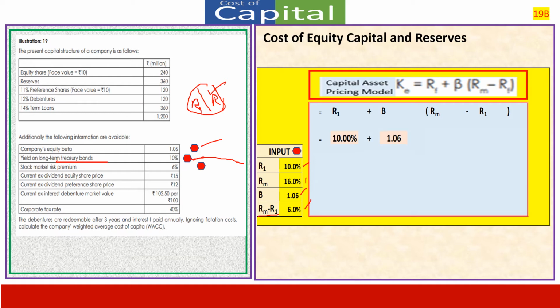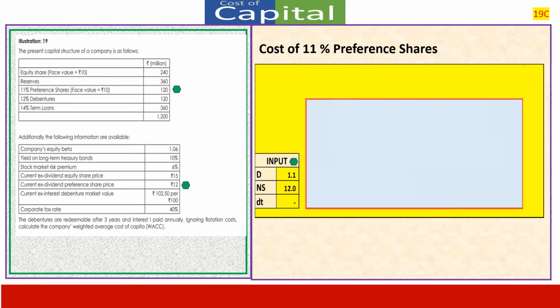Make the posting. Beta is 1.06, Rm 16% minus 10, and as they given, it is 6% is the risk premium, and 10 plus 6.36, 16.36 is the cost of equity capital. And you have to remember one thing, whatever we derive for equity capital, it equally applies to reserves. We will talk about these two concepts at the other part of the solution.